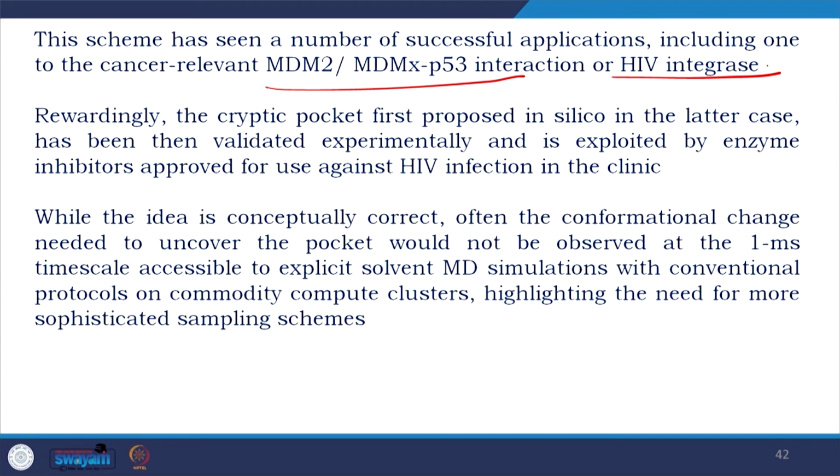While the idea is conceptually correct, often the conformational change needed to uncover the pocket would not be observed at the 1 millisecond time scale accessible to explicit solvent MD simulations with conventional protocols on commodity compute clusters, highlighting the need for more sophisticated sampling schemes. So, I could explain this in an easy way. You know that proteins have a lot of local minima, right. So, in most of the cases it gets trapped there and you just do not see the changes. You cannot push it from one minimum to the other, or from local minima to the global.